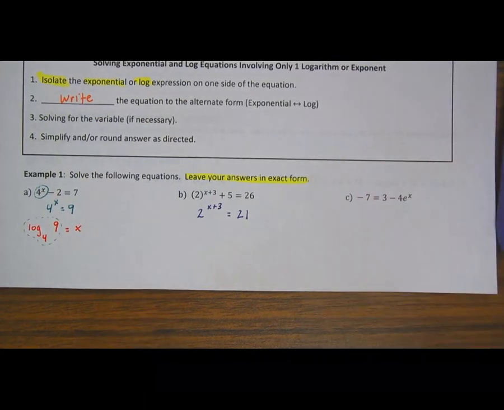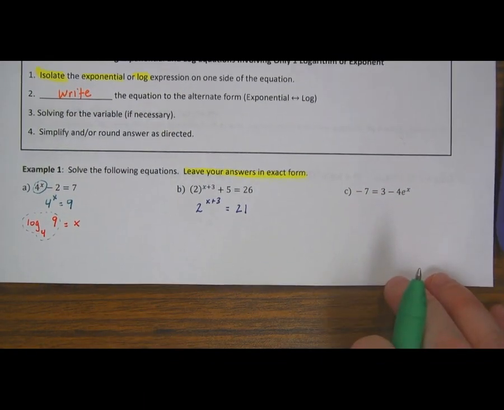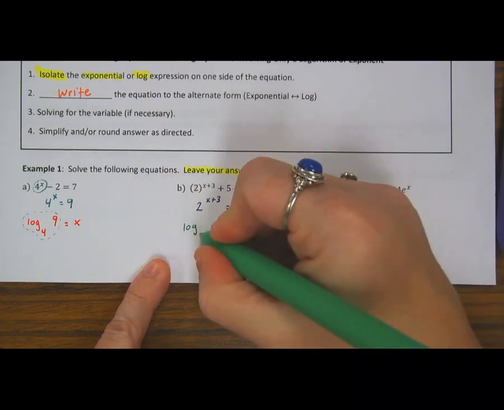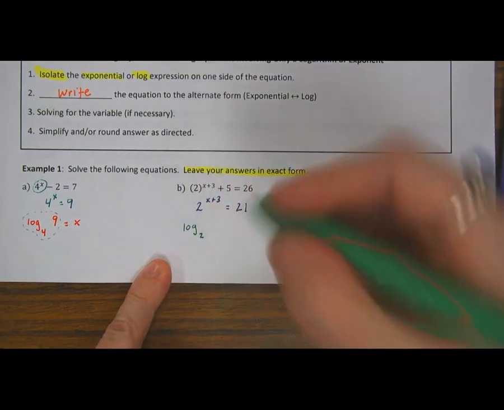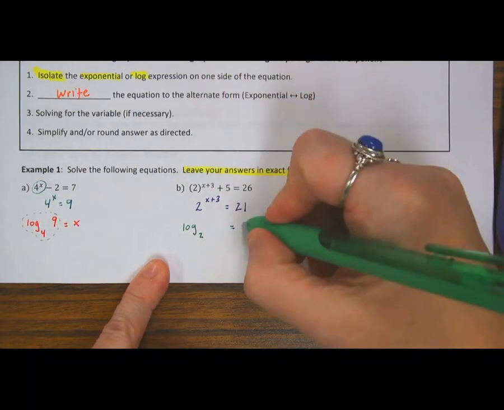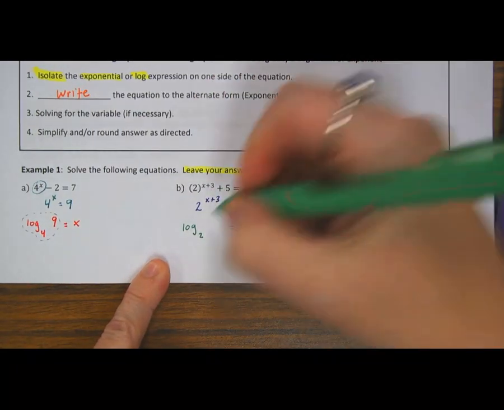Now that the exponent is alone, I can switch to logarithmic form, which is going to be log. The base up here is 2, so that's the base of the logarithm. The exponent this time is not just x, it's x plus 3. That's going to go over here, and the argument is 21.